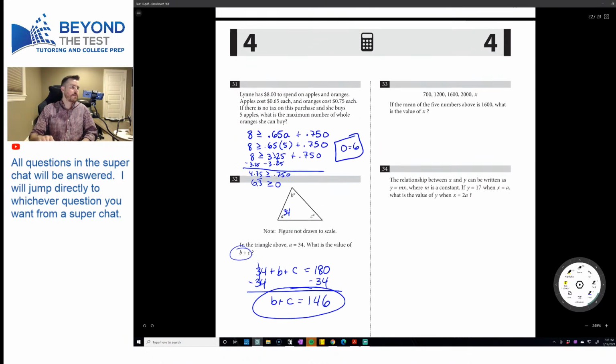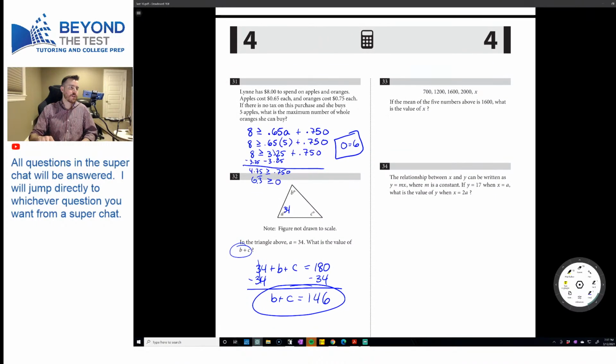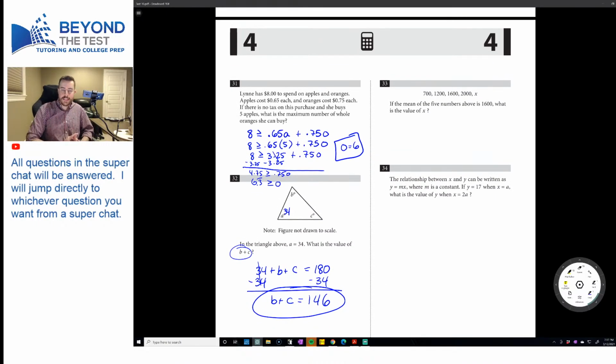All right, taking a look then at 33, let's jump up to that one. It says, if the mean of the 5 numbers above is 1600, what is the value of x? Remember, to find the mean, we take the sum of all of our values and divide it by the total. So we're going to be adding all these up: 700, 1200, 1600, 2000, plus whatever x is. When you divide that by 5, we need that to be 1600.